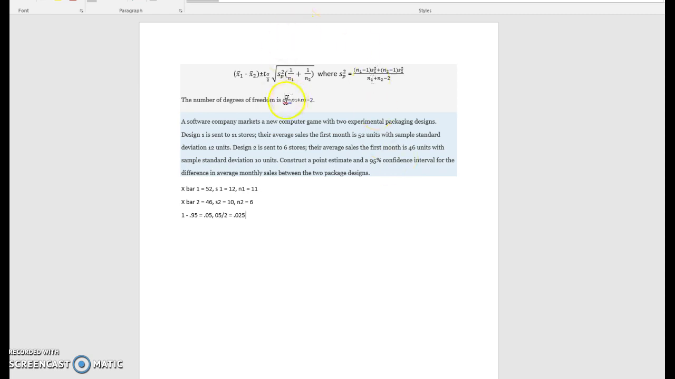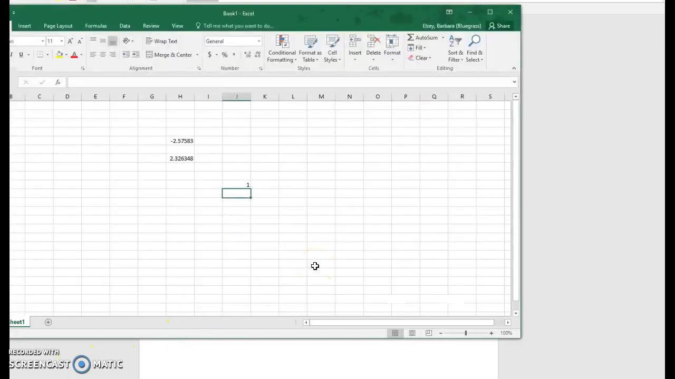But let's keep in mind that our degrees of freedom are calculated differently up here. So our degrees of freedom are N1 plus N2 minus 2. Well, let's see, N1 was 11, N2 was 6, and then we're going to subtract off 2. That's going to give us degrees of freedom of 15. So we're going to look up 0.025 with 15 degrees of freedom using the t function.